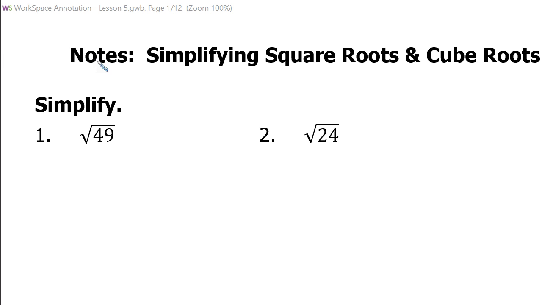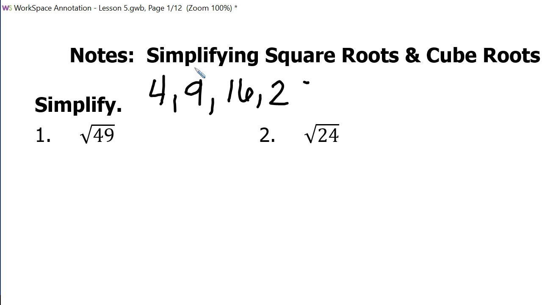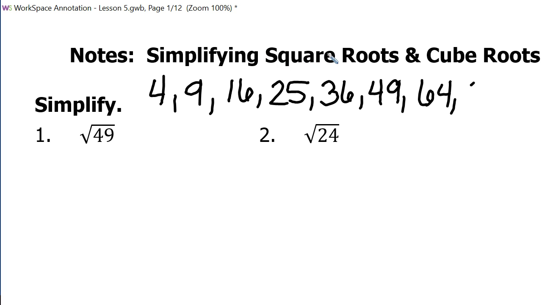So what is 1 squared? 2 squared, 4. 3 squared, 9. 4 squared, 16. 5 squared, 25. 6 squared, 7 squared, 8 squared, 9 squared, 10 squared, 100. And that's usually about as far as we go out with our perfect squares.